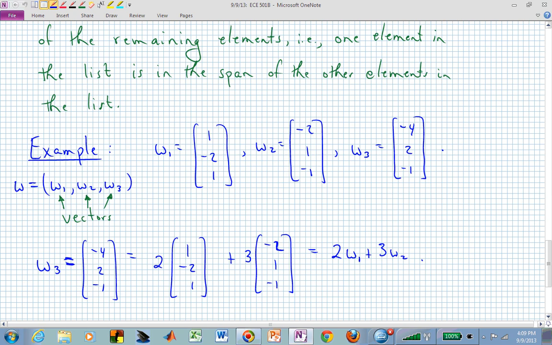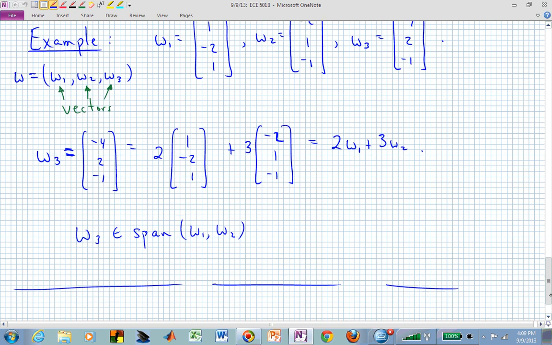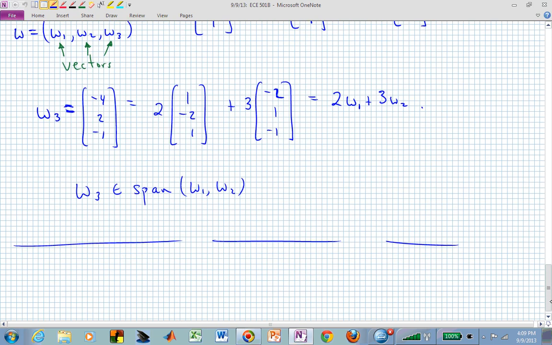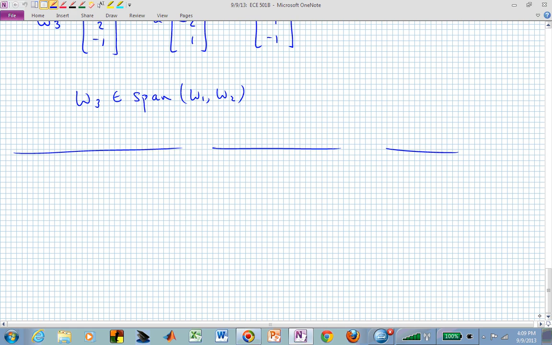Let's now look at the second comment. You could say that omega sub 3 is an element of the span of omega 1 and omega 2, if you wanted to. That's another way of describing that linear dependency among those 3 vectors, omega 1, omega 2, and omega 3. Let's now look at this next point, let's say B.